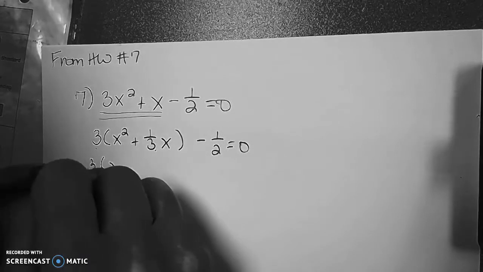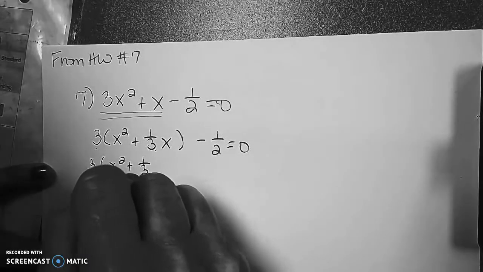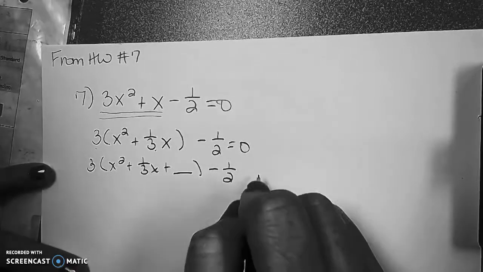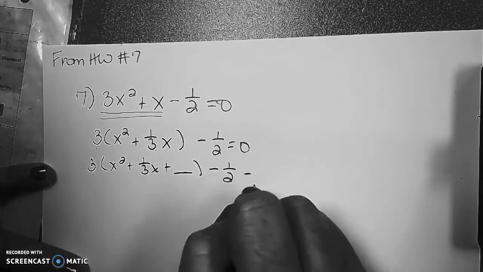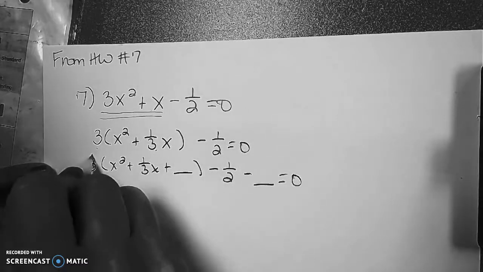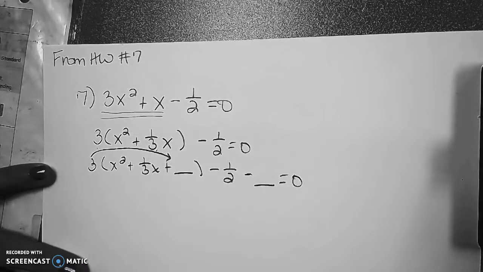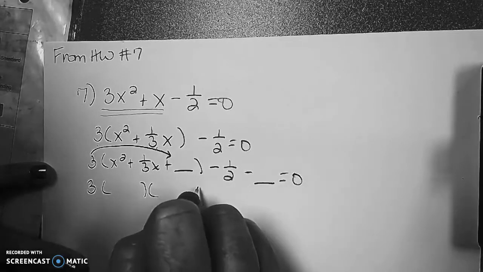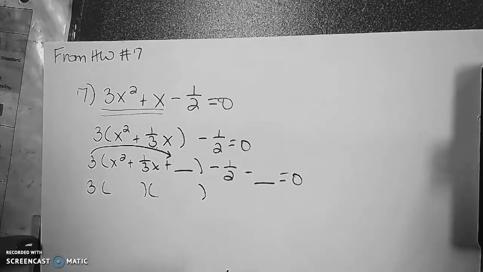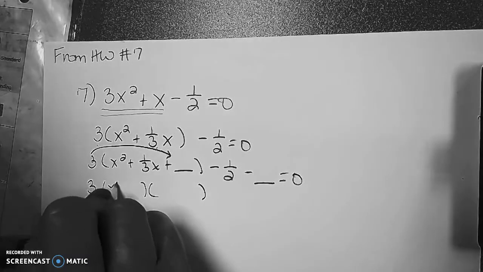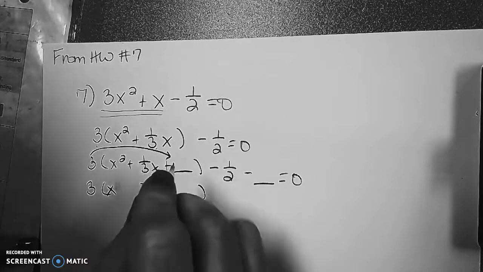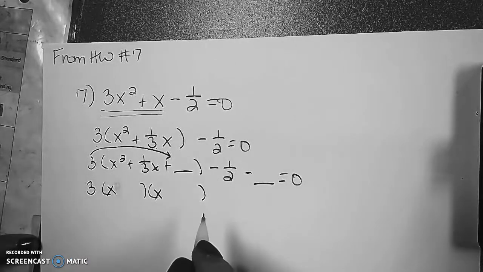From here, let's put plus a blank in order to make my PST, and on the same side subtract a blank. Don't forget that that blank is being multiplied by 3. This is where I like to work backwards. So I think about what number do I add to itself to give me 1/3 in the middle.